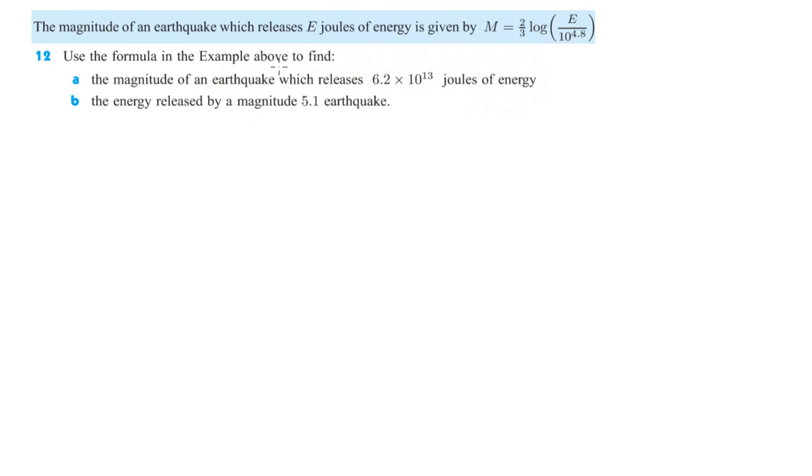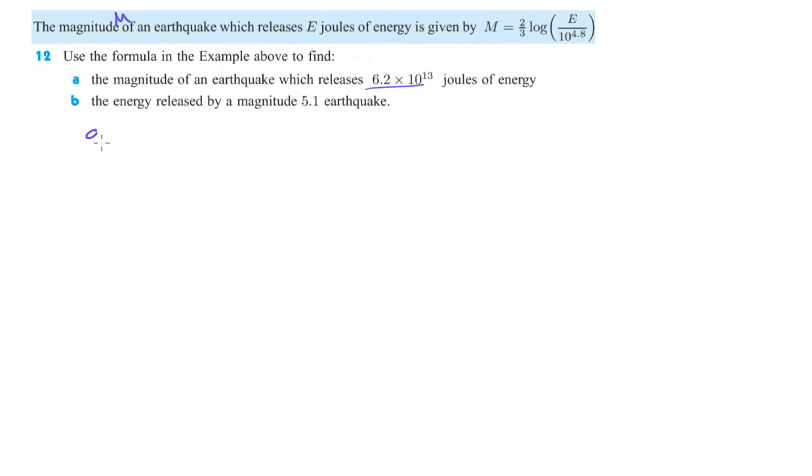It says use the formula in the example above to find the magnitude of an earthquake which releases 6.2 times 10 to the 13 joules of energy. So here's our formula here. E is joules of energy, given by the formula, and then the magnitude is the M. So there's the joules of energy. That's going to be the E.